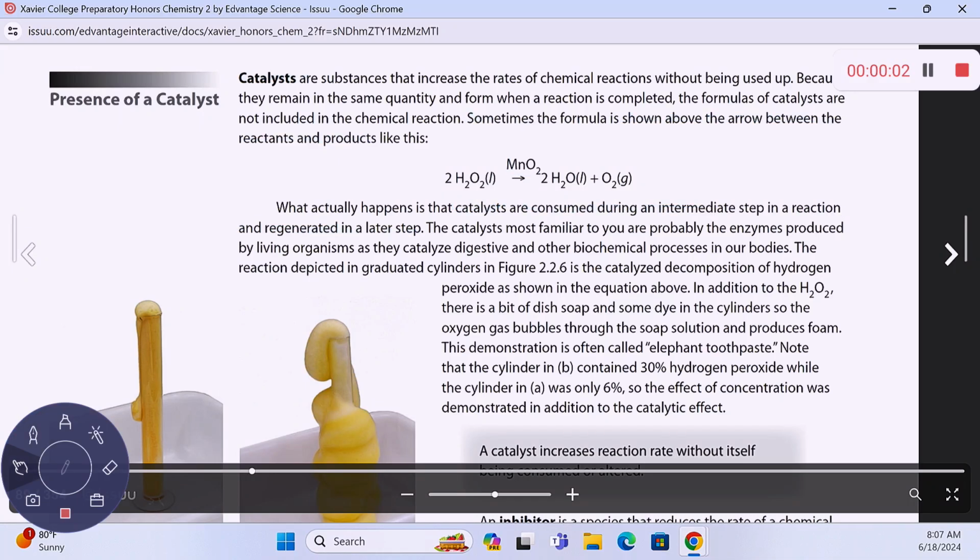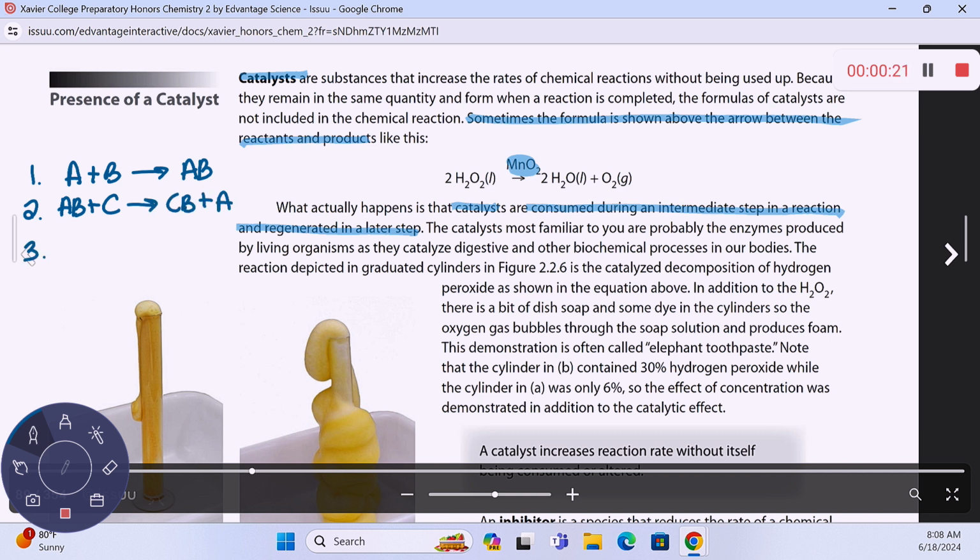Okay, so let's say A plus B produces product AB. Let's say this is step number 1 of a reaction, and then in step number 2, you have AB combining with C. And then say in step 3, A plus D plus CB kicks back out C.